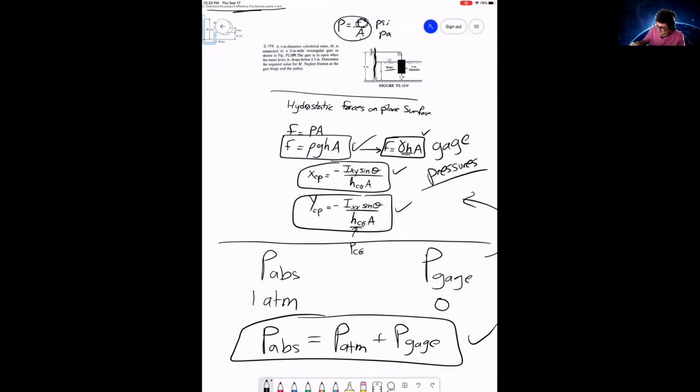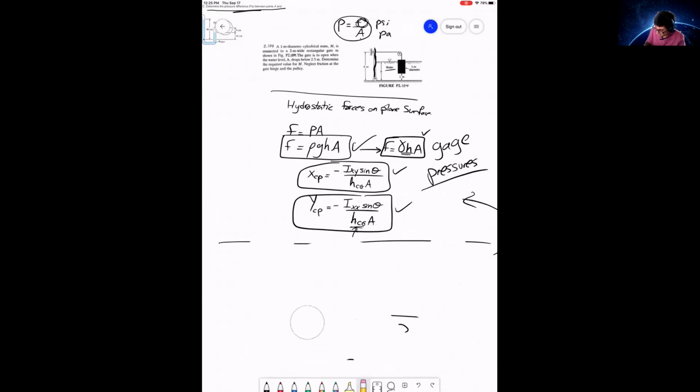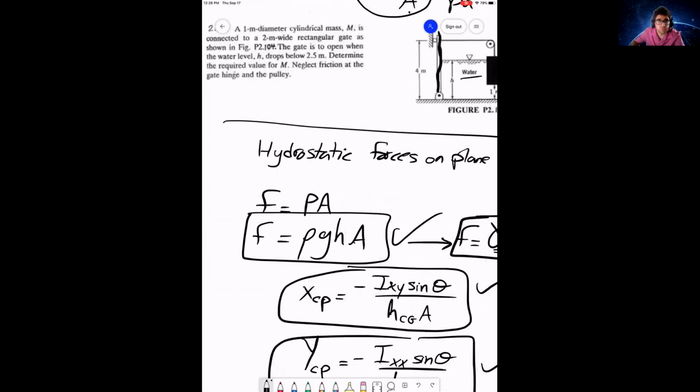Great. Okay, so let's leave these three formulas, maybe erase these ones, and go over the problem. The problem is telling us to calculate the mass of this cylinder, M. We want to calculate the mass of this cylinder to hold this gate. If H, the level of water, drops below 2.5, the gate will open. So basically we're trying to hold this gate.